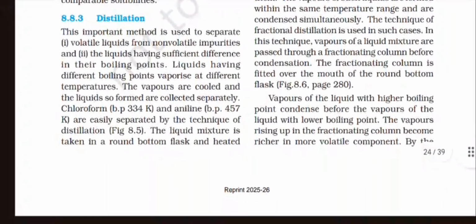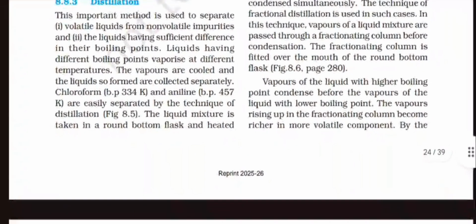Distillation. This important method is used to separate volatile liquids from non-volatile impurities, and liquids having sufficient difference in their boiling points. Liquids having different boiling points vaporize at different temperatures. The vapors are cooled and the liquids formed are collected separately. Chloroform and aniline are easily separated by the technique of distillation.